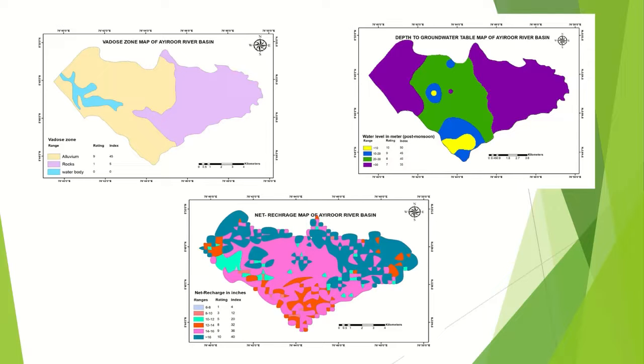This is one of the parameter maps used for the study. The vadose zone is a parameter. The corresponding ranges, rating and index values are depicted on this map, and these are the other maps used for the study. Each map shows the ranges, rating and corresponding index values. Index values were calculated by multiplying the rating value with each parameter weight.